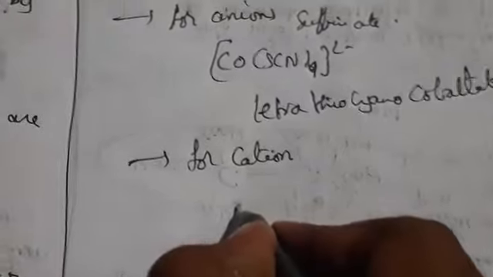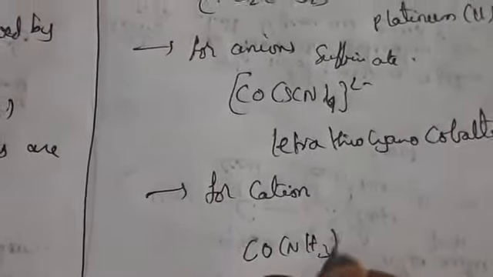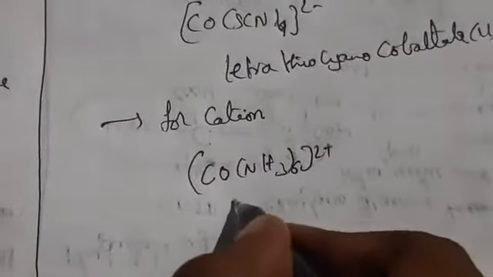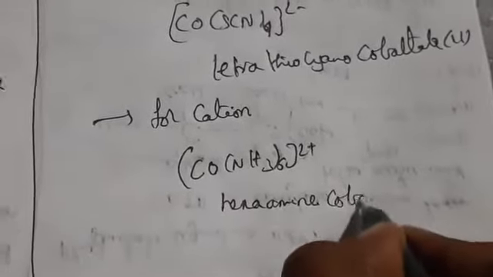So means what here? If you have been taken here for cations, Co(NH3)6 2 plus. So what will be the name here? Hexaamine cobalt 2. Okay, cobalt 2 ion we can write it. So this is the thing we are going to write.